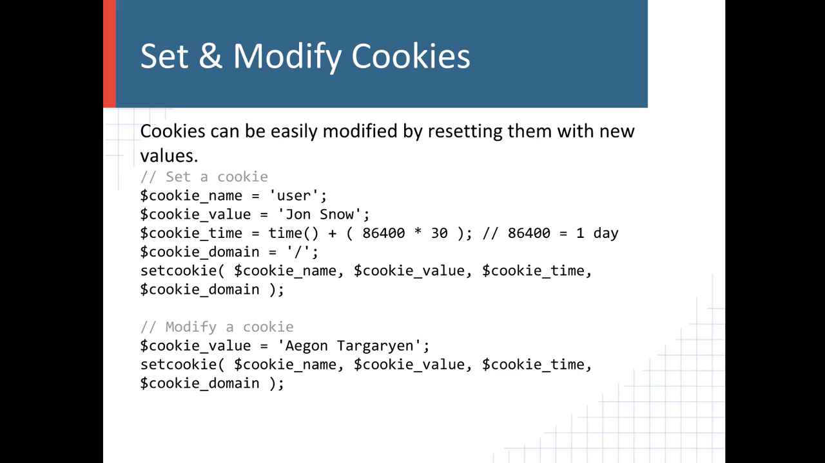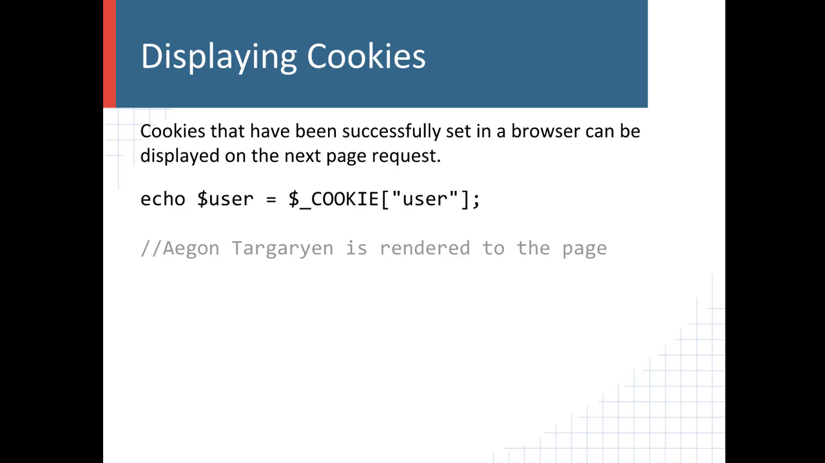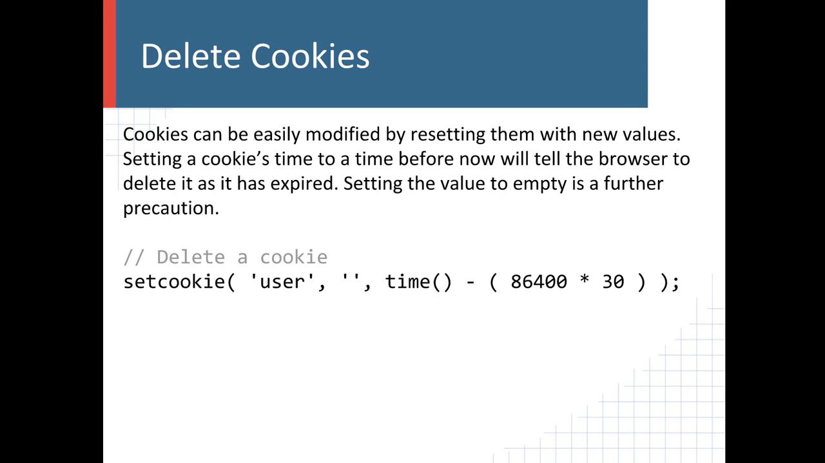If we want to modify a cookie, if we want to change the value of the user cookie from Jon Snow to Aegon Targaryen, we just reset the cookie. Cookies that have been successfully set can be displayed on the next page request. If I say echo scalar user equals cookie user, then Aegon Targaryen is rendered to the page. We can delete cookies with the same method. Simply by changing the time to a time that is in the past, it will delete the cookie immediately upon the next request response cycle.